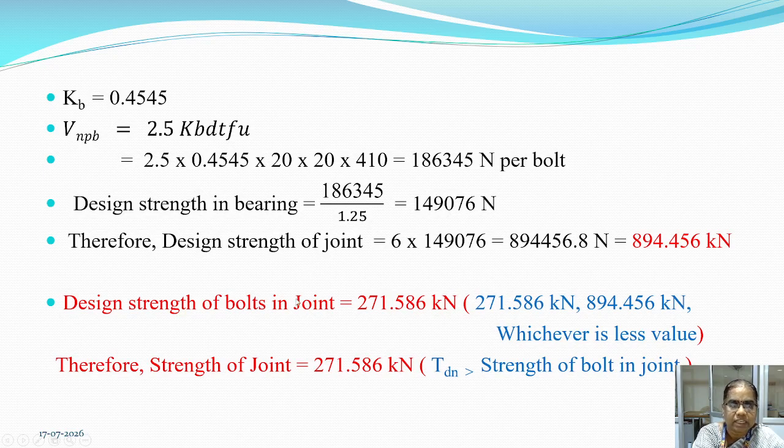Therefore the strength of joint is the lesser of the strength of plate, 673.056 kilonewton, and the strength of bolt, 271.586 kilonewton. Among the strength of bolt and the strength of plate, the lesser value is considered as the design strength, 271.586 kilonewton.